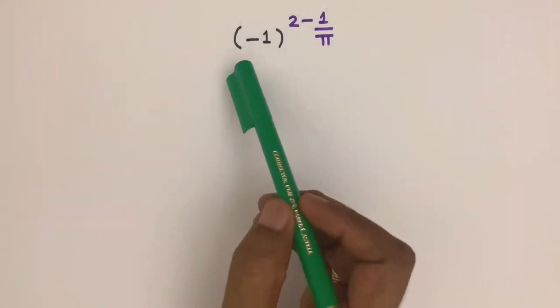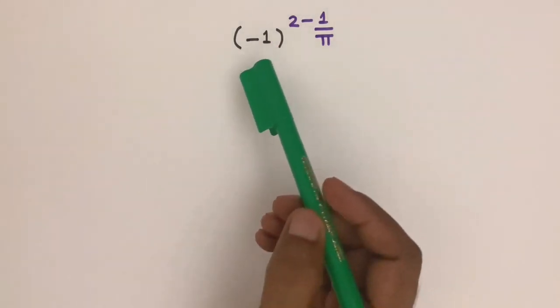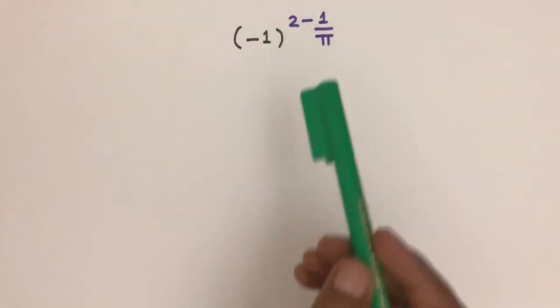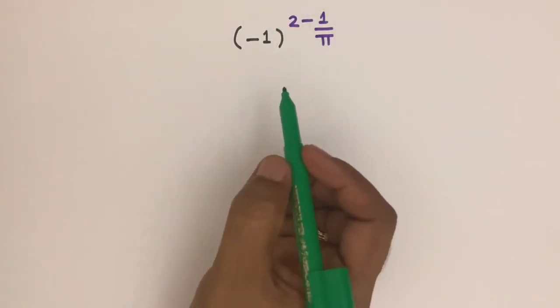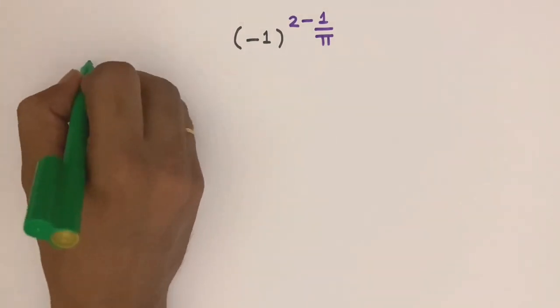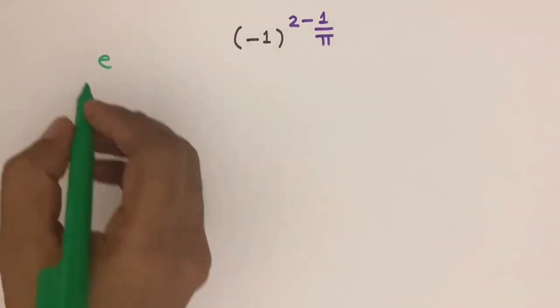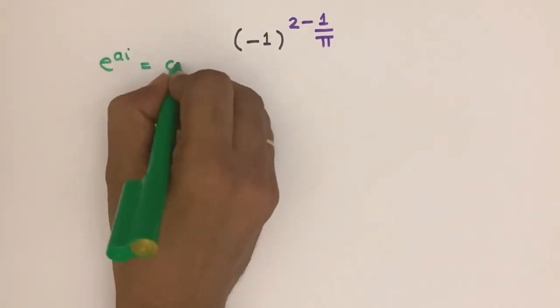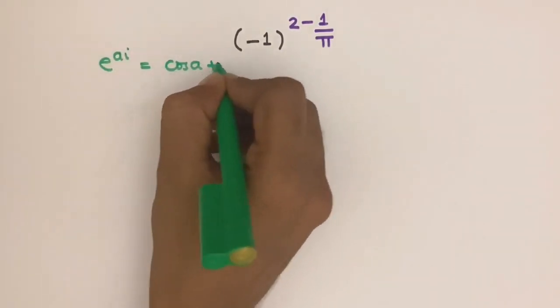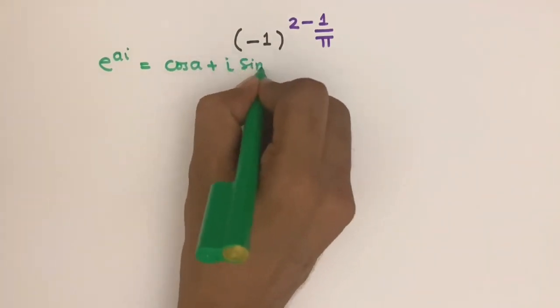In this problem, we have to calculate the value of (minus 1) to the power 2 minus 1 upon pi. To calculate this, we have to use Euler's formula, as we know that e, Euler's constant, to the power A i is equal to cos A plus i sin A.